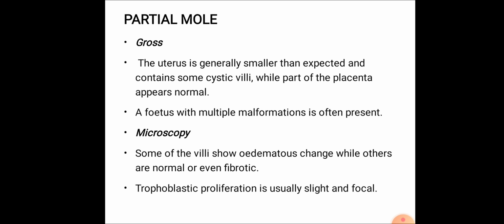Grossly, the uterus is generally smaller than expected and contains some cystic villi, while part of the placenta appears normal. A fetus with multiple malformations is often present. In microscopy, some of the villi show edematous change, while others are normal or even fibrotic. Trophoblastic proliferation is usually slight and focal.